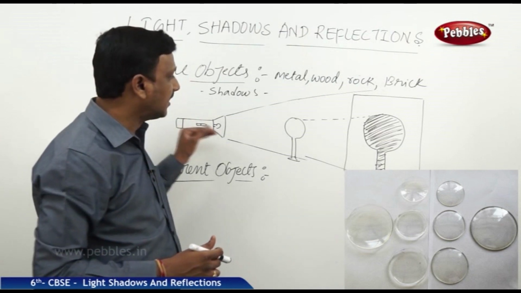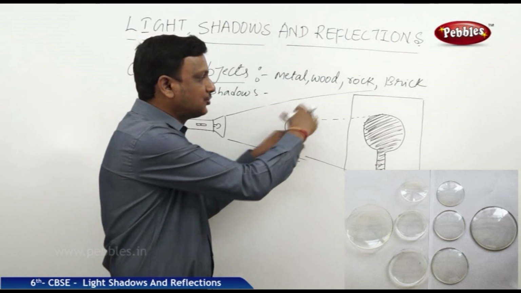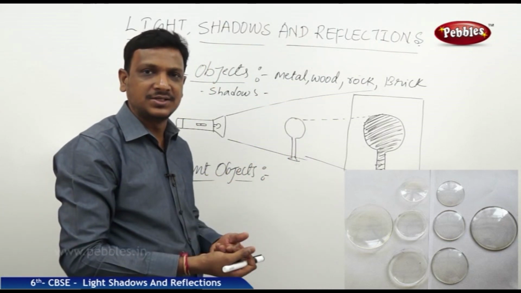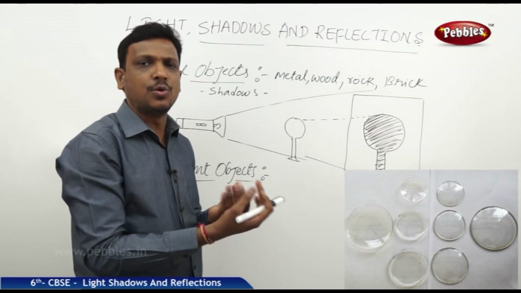So you keep the torch here. Instead of this object, you can keep your hands to form so many shapes. Birds, animals, trees, rabbit, human, baby, so many shapes.